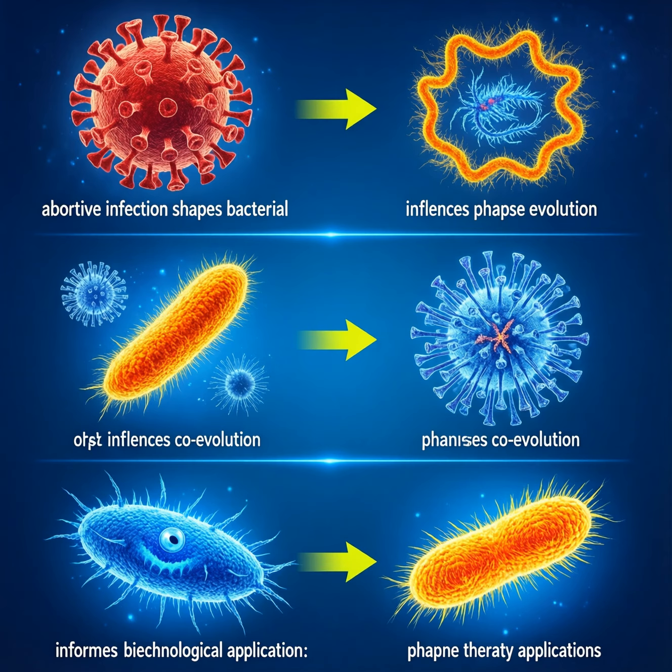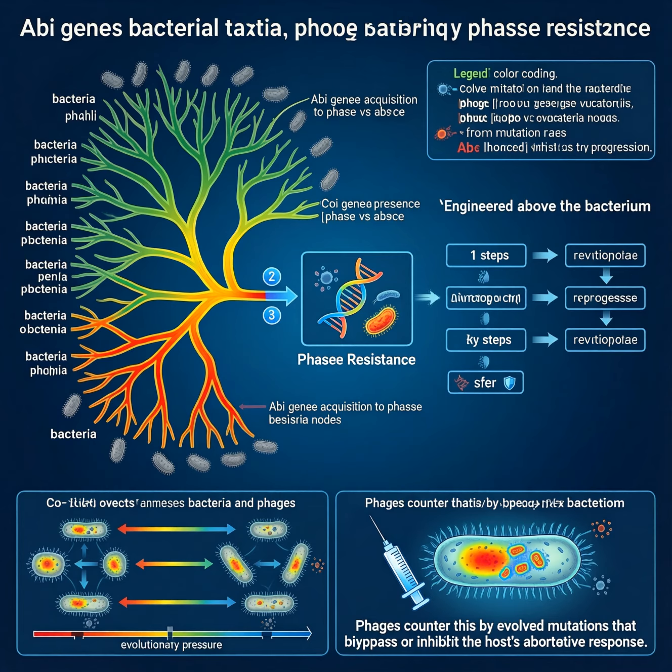Abortive infection is a bacterial strategy where infected cells trigger self-destruction to stop phage spread. Mechanisms include RM cleavage, CRISPR-Cas targeting, PSB stress response, and toxin-antitoxin activation. These systems shape bacterial evolution and offer insights for phage therapy.